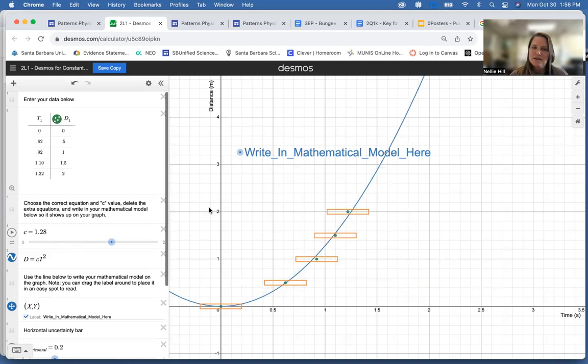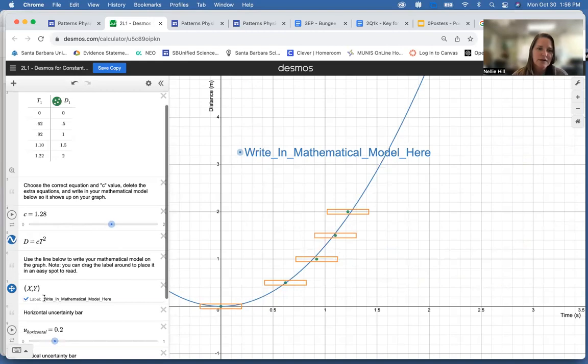And I can see on my screen, it says right in mathematical model here. So I'm going to go down to this place right here, and we encourage students to use the words so they can really make meaning of what the mathematical model is showing them. And in this situation, I'm going to write, instead of D, the word distance equals, and C, I actually have a C value here. It's 1.28.